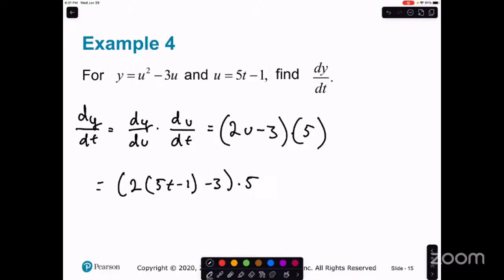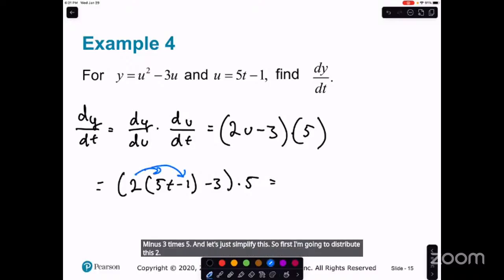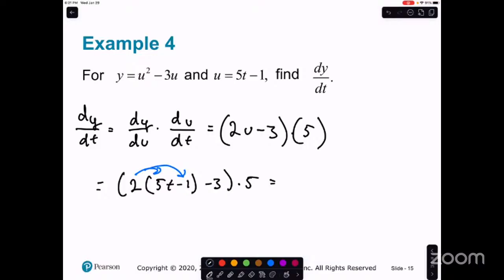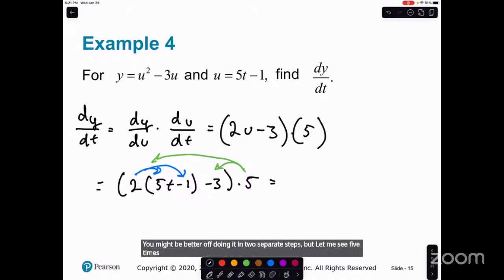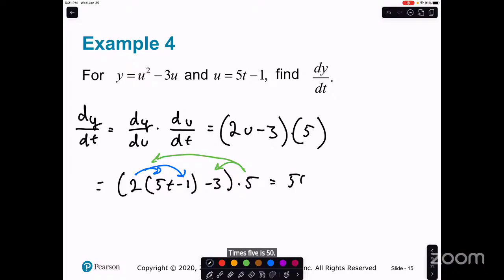So first I'm going to distribute this 2. I'm going to go ahead and distribute this guy as well. You might be better off doing it in 2 separate steps, but let me see. 5 times 2 will be a 10. Times 5 is 50. 50t minus 10 minus 15.